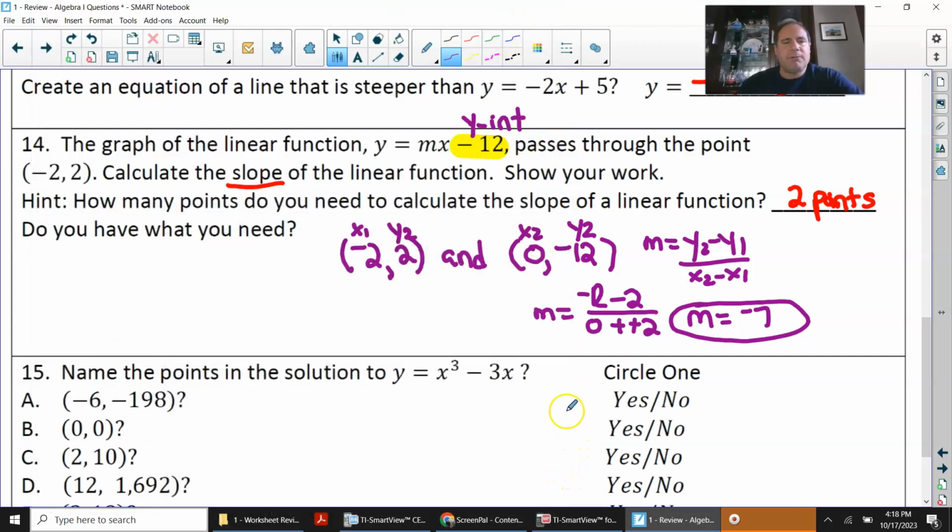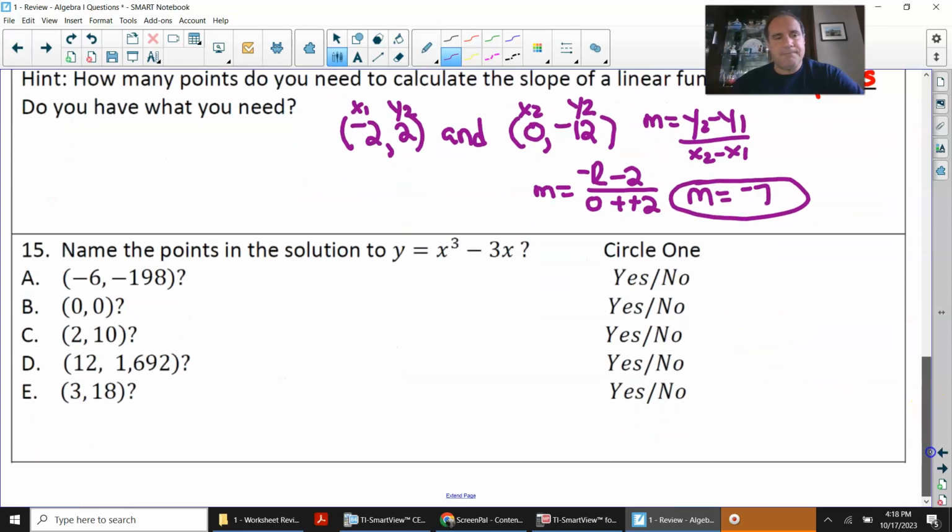And that's how you do that one. Just remember, when they give you something like this, they're giving you that y-intercept. That y-intercept has an x of 0. It is a coordinate. It's 0, negative 12. That's what you use as the second point, and that's it. Name points in the solution to x to the third minus 3x.